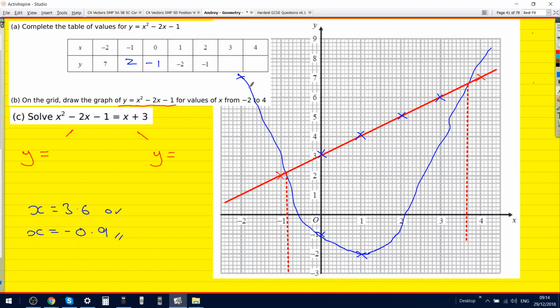It's particularly difficult for me to draw a curve with this thing, but draw it as best you can. Draw the line y equals x plus 3 and then see where they cross over. Yes, and they wanted the x where they cross over. That's it. Any questions about that? No. Okay.